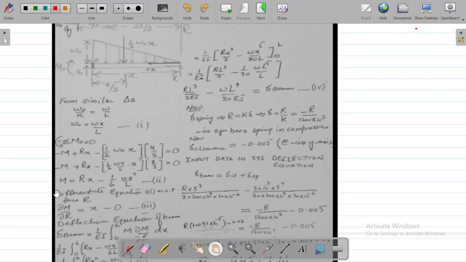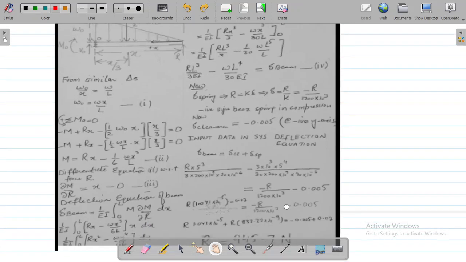Okay, now we need to differentiate this equation 2 with respect to the force R. When we differentiate it, we will get the result, because we are differentiating this function with respect to the force R, this term will be treated as a constant, and dou M over dou R, when applied to these two terms, will simply be equal to x. Okay, so dou M by dou R equals x.